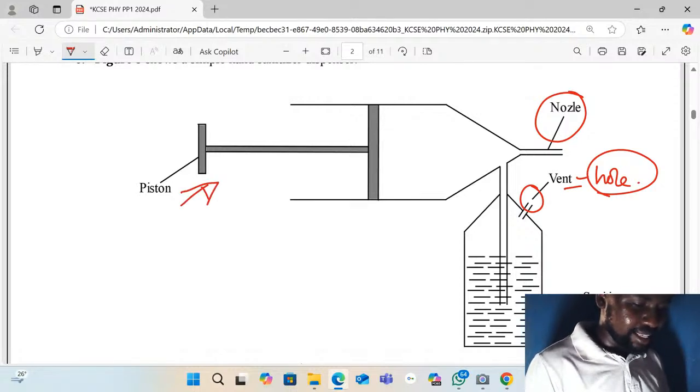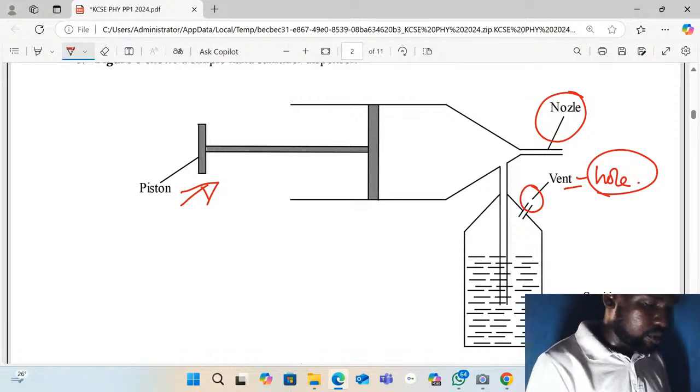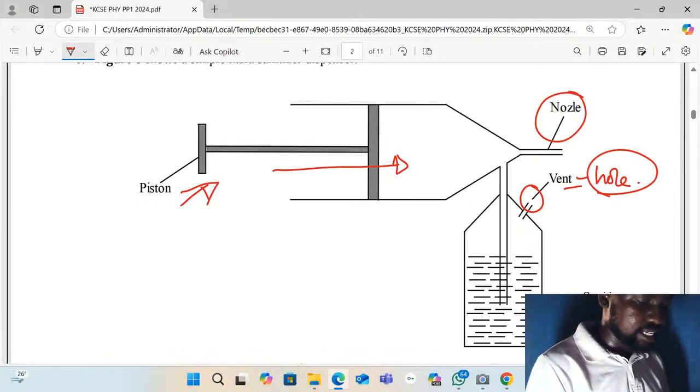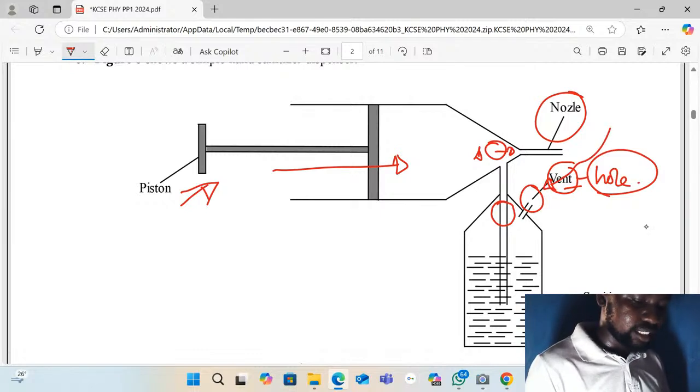Therefore, here we will apply the principle, that is Bernoulli's principle. So the moment we push this piston inwards, then we are forcing the air inside this barrel to move at a higher speed, meaning that it is going to lower the pressure inside. Then, because we are having a vent here, high atmospheric pressure will act inwards, forcing the sanitizer to move upwards. Then it will come out through the nozzle.